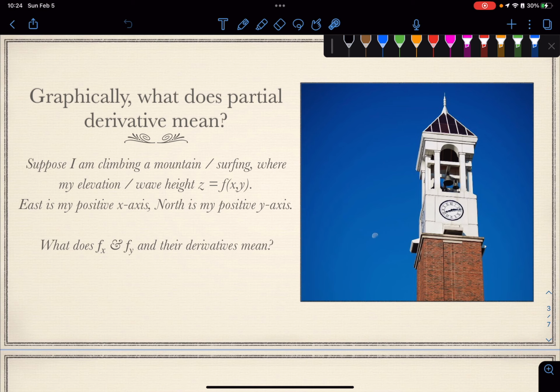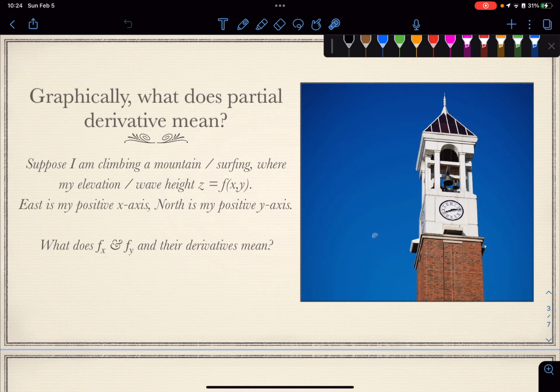If I'm heading east, if my positive x-axis is in the east direction, that means fx is how fast my height is increasing in the east direction. That's basically what you have learned in Calc 1 and Calc 2: the derivative is the rate of change. So in this case, it's the rate of change of my height along the east direction. Same thing for y, that's in the north direction.